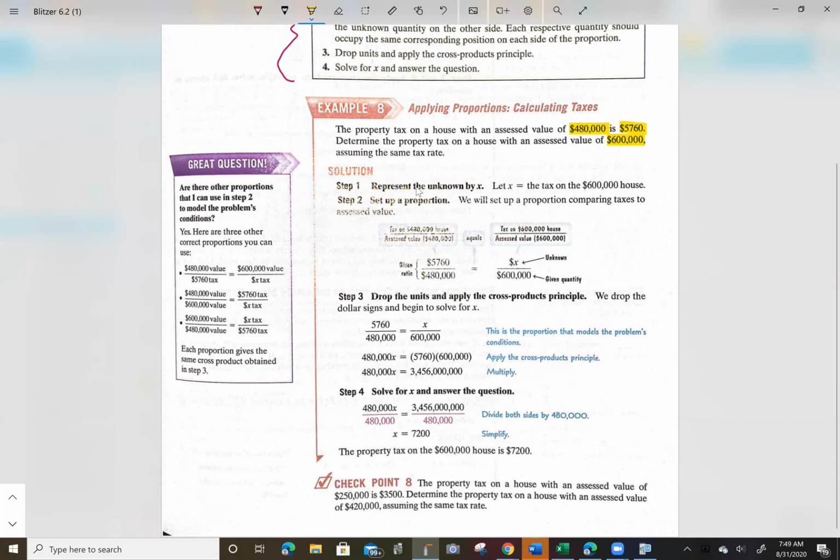So step one, it's going through from above, represent the unknown by X. That is what most people will say as define the variable. In fact, I don't know why they say it like that. You've always heard it as define the variable. Okay, so they did that right here. X is equal to the tax on a $600,000 house. Okay, then setting up our proportion.